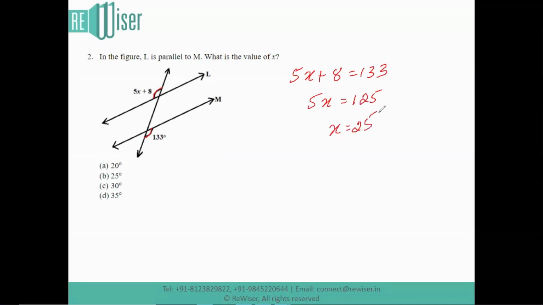There is also another way of solving it. You can also think about a vertically opposite angle. So this angle would be 133. And if I talk about these two angles, they are corresponding angles in your parallel lines, which are also the same. So in that case also you will get 5x plus 8 equals 133. If you simplify it, you will still get the value of x to be 25. Option B is the right answer for this sum.